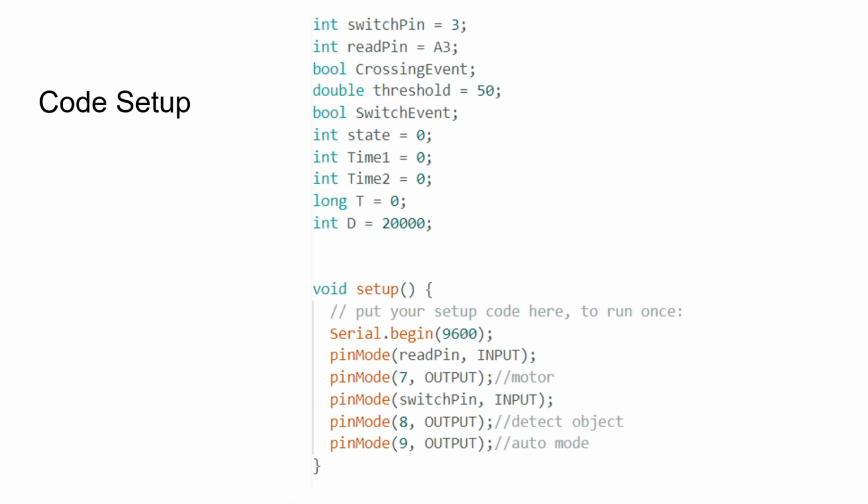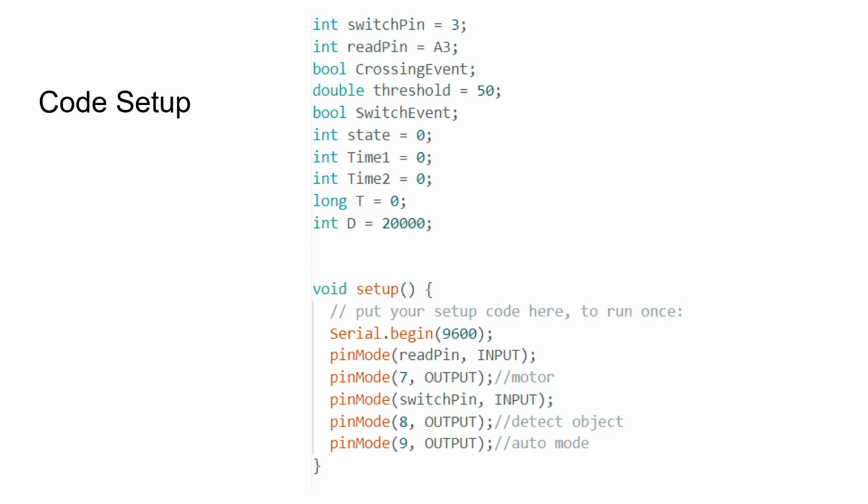So this is how my actual code went. Here you can see my switch pin and read pin. Those are both the input pins. Threshold value of 50. I had played with this a little bit. This threshold value was originally 30, but I upped it to 50 as 30 was a bit too sensitive.